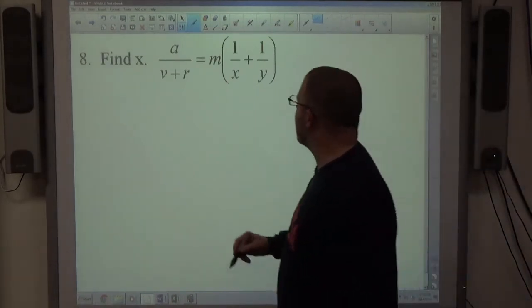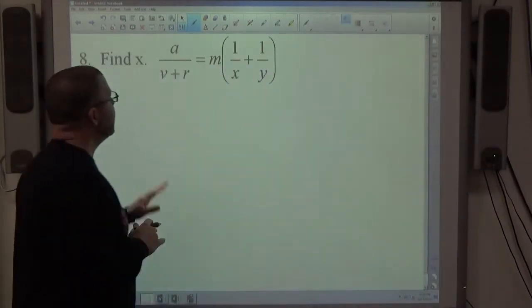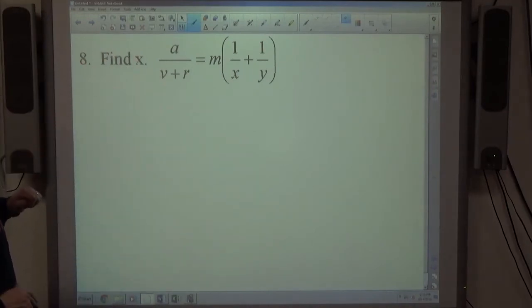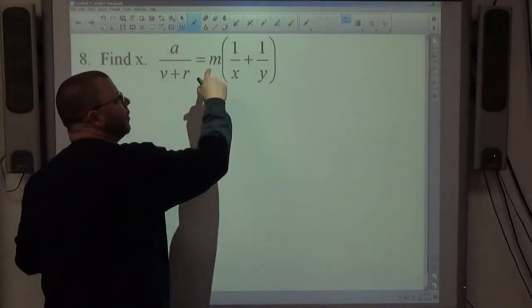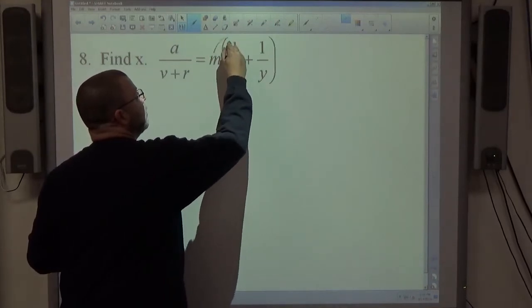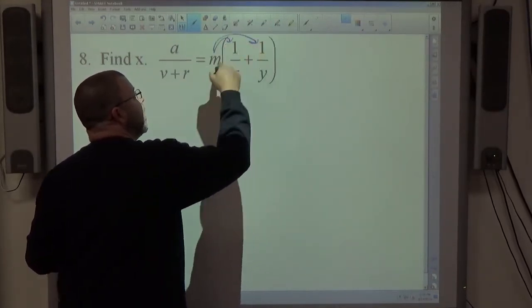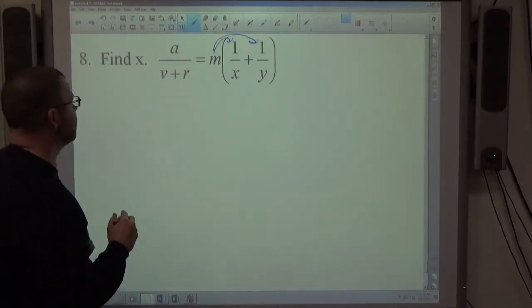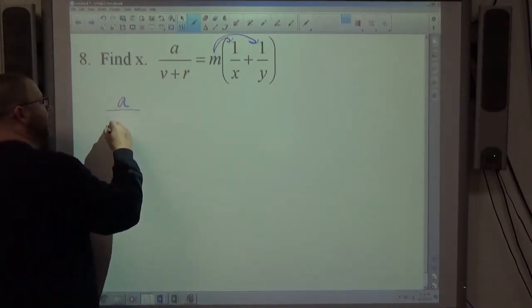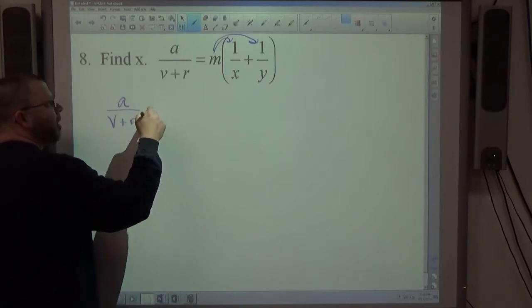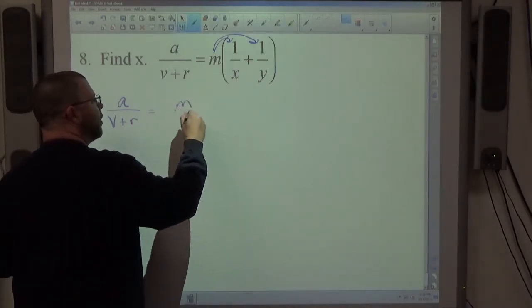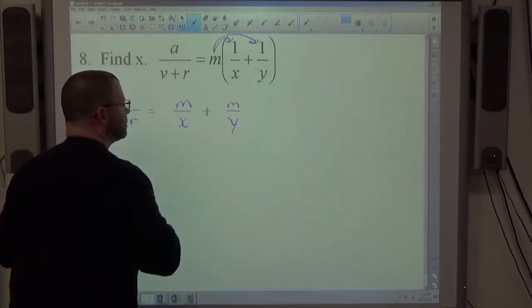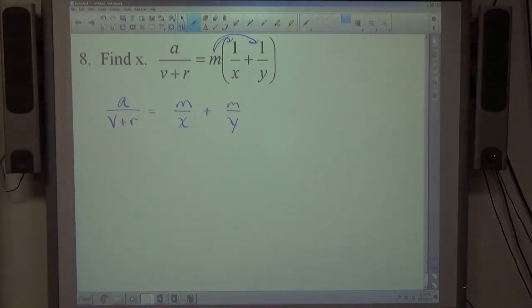Number 8, find x. Okay, anytime you're supposed to find x in an abstract equation, or for that matter, any variable in an abstract equation, you don't want parentheses in the equation. So start there, m times this and m times this. M is a whole number structure, so simply multiplying by the tops there. So a over v plus r does not change. M times 1 over x is m over x. M times 1 over y is m over y. Get rid of parentheses first always.